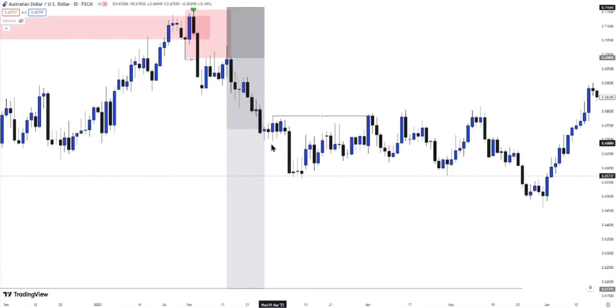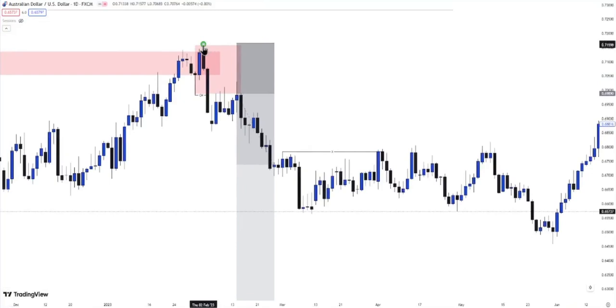All right, is that correct? No, it's to confirm this low as a valid low. Yeah, it's to confirm this low as a valid low. So this is your internal structure low here.